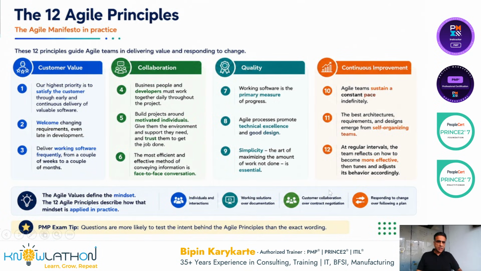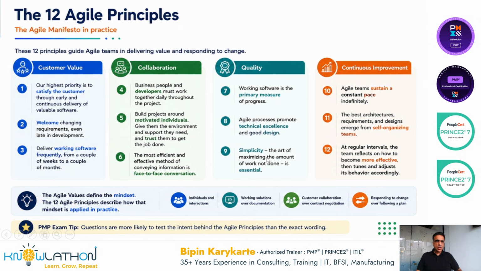Okay, so the agile values define the mindset. The 12 agile principles describe how that mindset is applied in practice. So values are the mindset, and principles are actually your roadmap or your guide to practice those values. Okay, so these are the 4 values and these are the 12 principles.